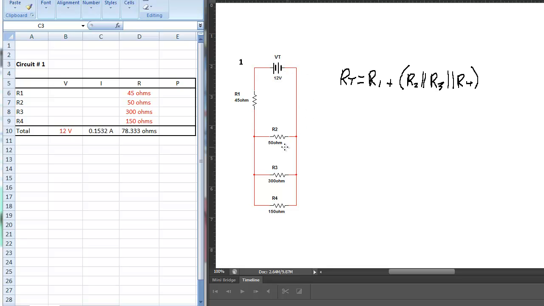and then from this point to the negative side of the battery. If we know what IT is, using your characteristics that you have committed to memory on series and parallel circuits, what else must have the equivalent value of IT flowing through it? And if you look at this diagram here, you can see that R1 is in series with the entire rest of the circuit. So R1 is also going to have that same amount of current. So it's 0.1532, and there again, that's amps.